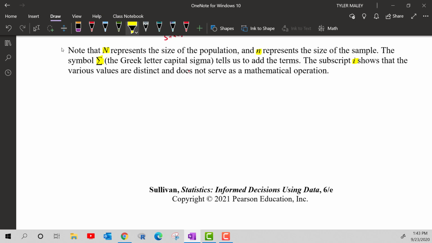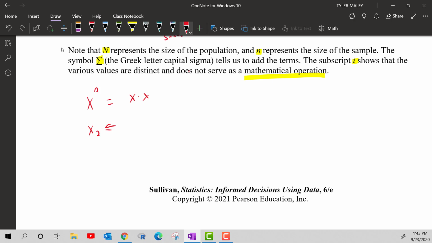But it's not a mathematical operation, right? Just as I described. Because if I have x squared, that refers to x times x. That's an operation. But if I have x sub 2, that's just talking about a specific x value.